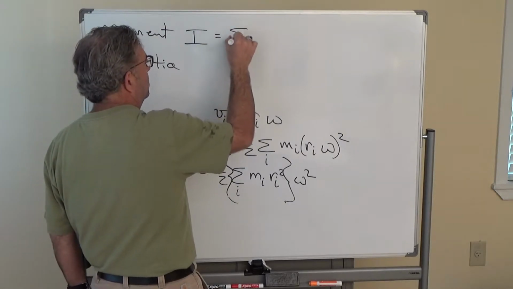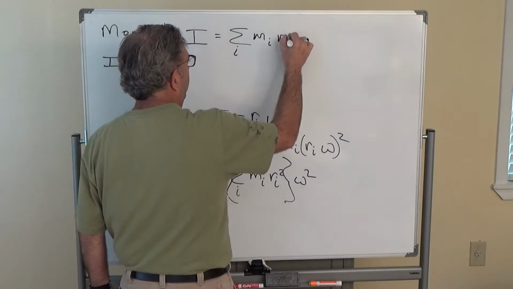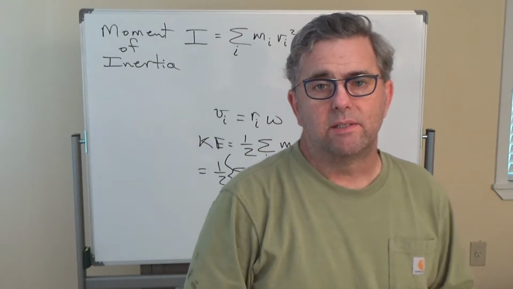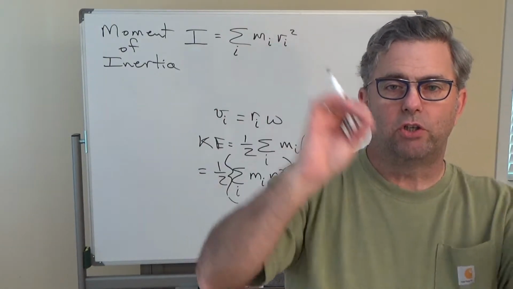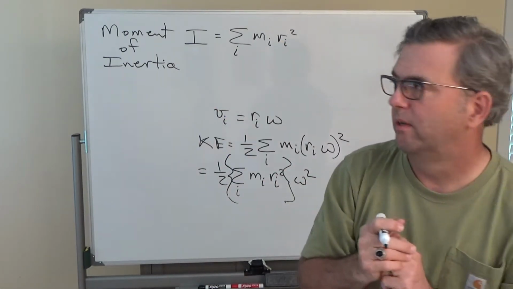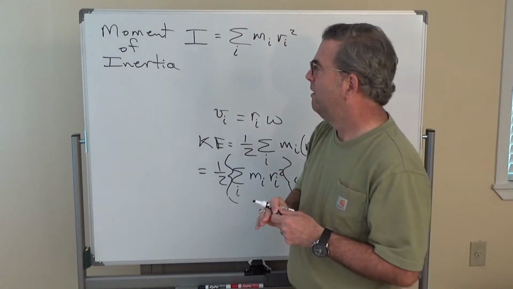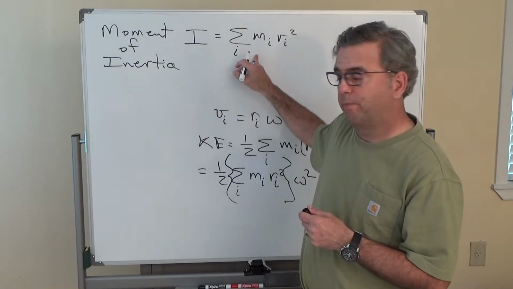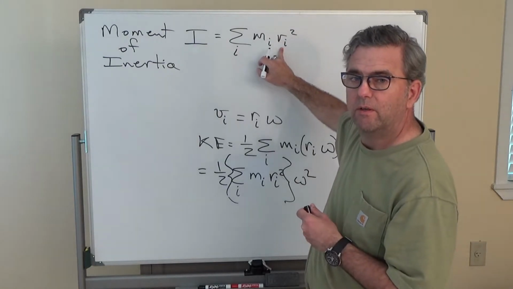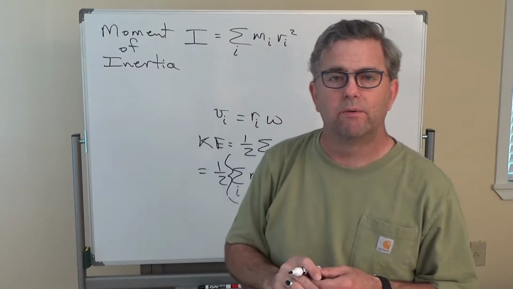Moment of inertia is the sum over i of m sub i r sub i squared. That's for a bunch of little point masses. So if you have a bunch of little point masses rigidly fixed to some axis of rotation and you want to know the moment of inertia, you sum it up. This is very similar to center of mass, because for center of mass we had the mass times the position. For moment of inertia, it's the mass times the position squared.